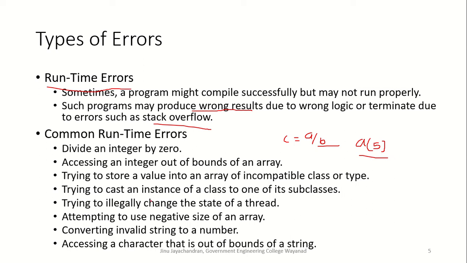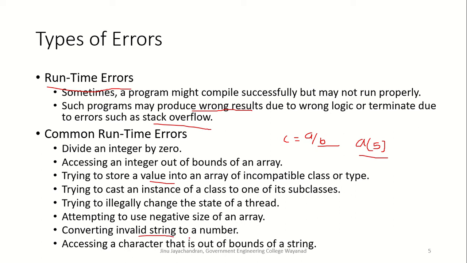Trying to store a value in an array of incompatible class or type. As I mentioned earlier, you might have declared an integer array and you are trying to store a double value. Trying to cast an instance of a class to one of its subclasses, trying to illegally change the state of a thread, attempting to use a negative size of an array. You can't declare an array of size -2 because the size of an array should be at least the integer value 1. Converting an invalid string to a number.